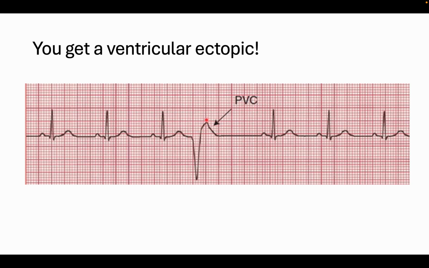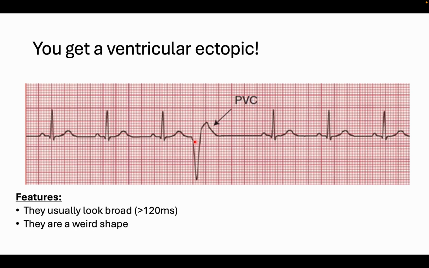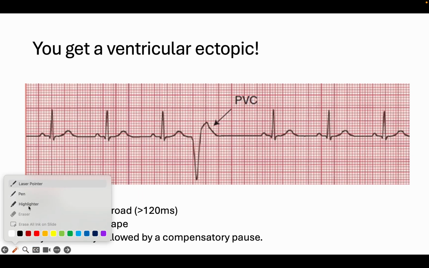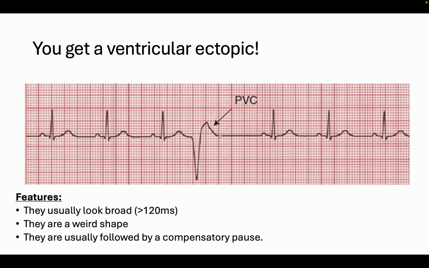And these are basically funny looking beats which are broad, so they're greater than 3 small boxes, they're a weird shape, and they're usually followed by a compensatory pause. And a compensatory pause is basically this sort of break that occurs after the beat. And usually they come in early as well, which is why they're called premature ventricular complexes.